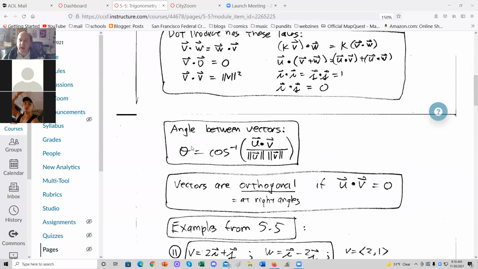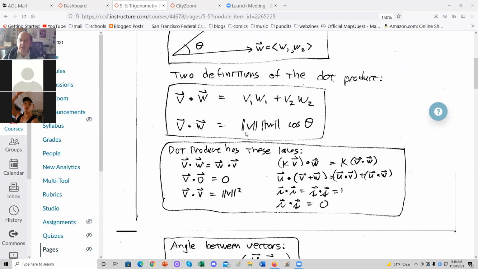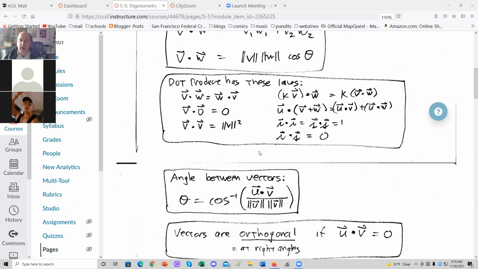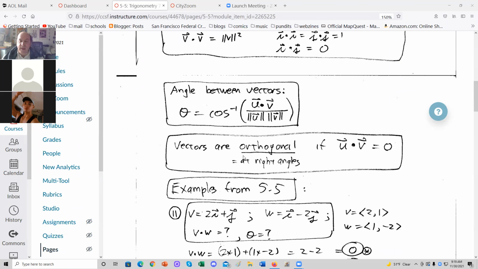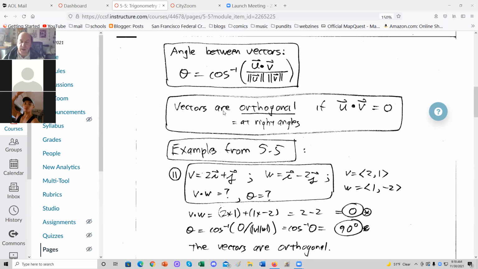So, all right. Now, because we have this rule, v dot w is length times length times cosine theta, if you solve for theta, you get that it's arc cosine of the dot product over the product of the lengths. So you just simply divide by the lengths and take the arc cosine and get theta. So this is a cheap and quick way to find the angles between vectors. They're orthogonal, meaning at right angles, if the dot product is 0. That should make sense because if the dot product is 0, then you get arc cosine of 0, which is 90 degrees.